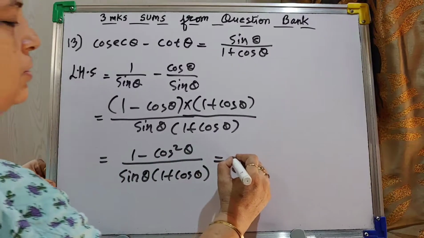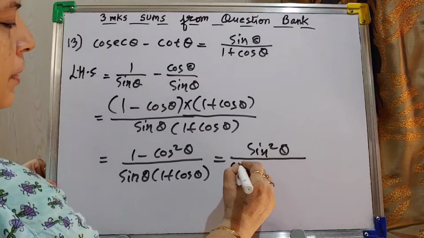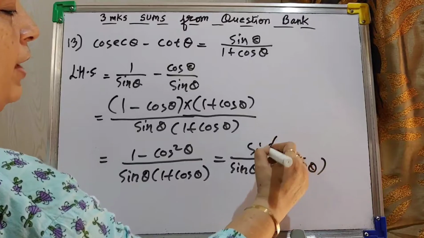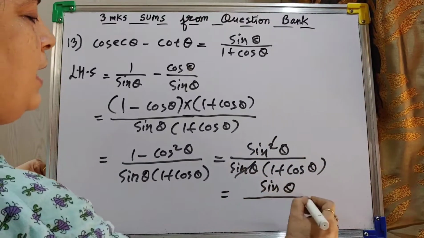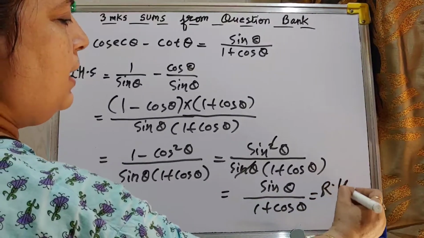You know 1 minus cos square theta is sin square theta. Denominator I am keeping as it is. Now one of the sin theta will get cancelled. So I got sin theta upon 1 plus cos theta. That is only my right hand side.